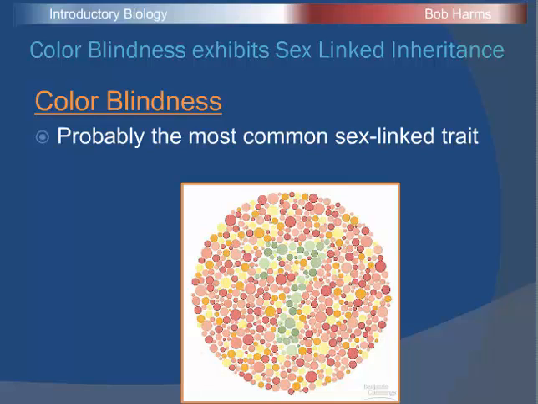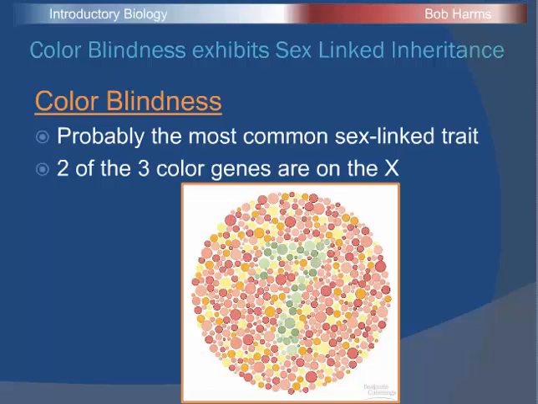It turns out we've got 3 different genes that allow us to see color. 2 of those 3 genes are located on the X chromosome, in particular the red seeing gene and the green seeing gene. And so oftentimes we see red-green color blindness problems that are much more common in men than in women because of this sex-linked issue.